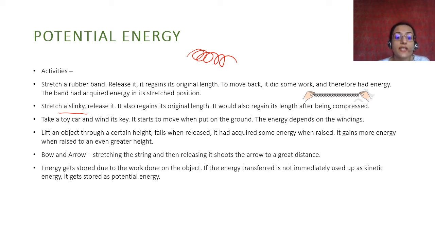The energy gets stored due to the work done on the object. If the energy transferred is not immediately used up as kinetic energy, it gets stored as potential energy. If you're pushing something and if it immediately starts to move, then it gets directly converted into kinetic energy. But if it doesn't start moving immediately, what will happen is that energy gets stored in it.